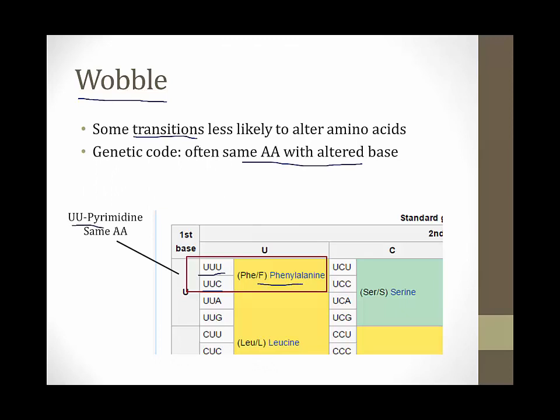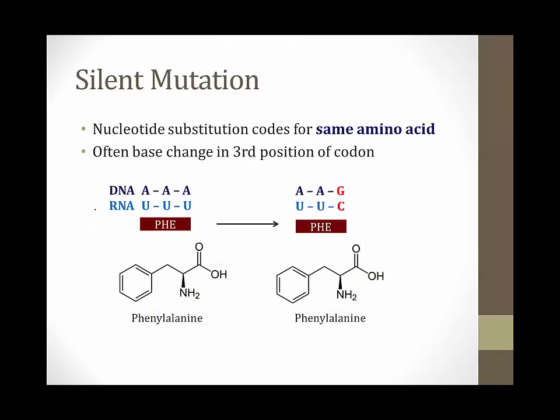In other words, UU and any pyrimidine will code for the same amino acid. This phenomenon is called wobble, and because of this, some transitions are less likely to alter the resultant amino acid and change the protein that results from that mutated piece of DNA. We can classify point mutations in a number of different ways. One way is as a silent point mutation. This happens when the nucleotide substitution codes for the same amino acid. This is what we were just talking about in the last slide. Because of wobble, this often happens when there's a base change in the third position of a codon.